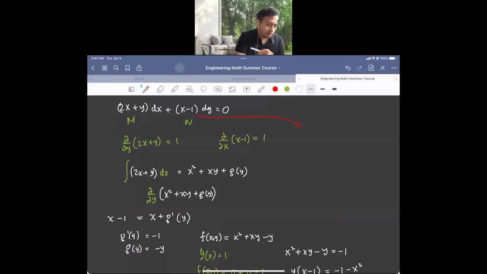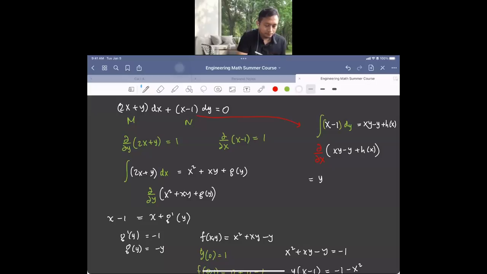So let's say we take the n. Okay, let's say we start from n. So x minus 1. But now we differentiate with respect to dy. So this will be taking xy minus y and then plus h of x. Okay, and then take the partial x of this. This is just to make sure that we understand what we are doing.